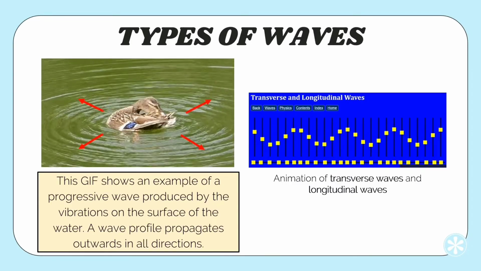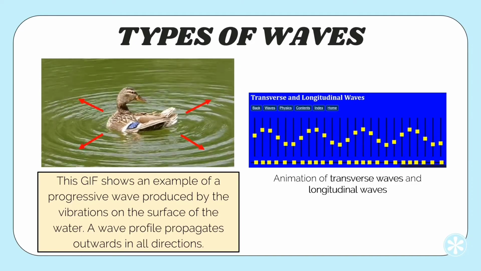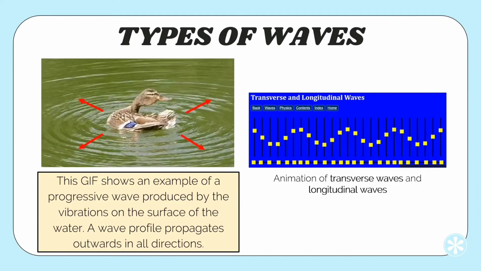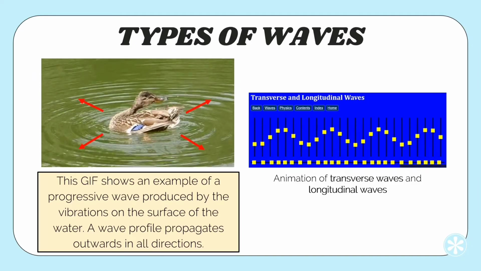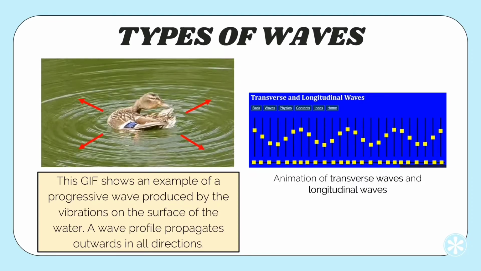This graph shows an example of a progressive wave produced by the vibration on the surface of the water. A wave profile propagates outwards in all directions. And the second graph shows the animation of transverse waves and longitudinal waves.